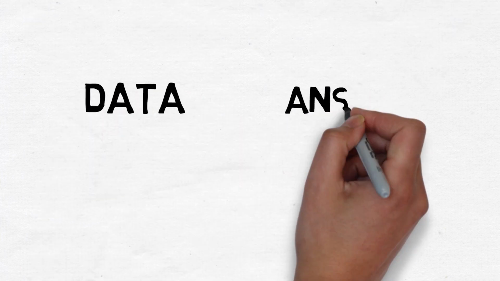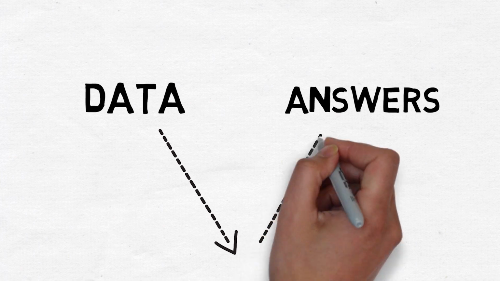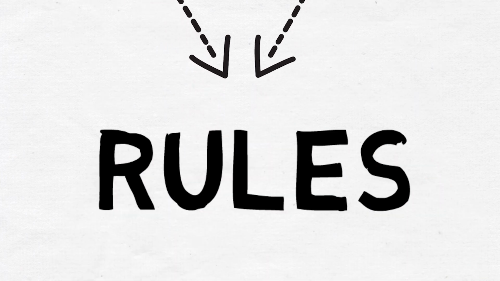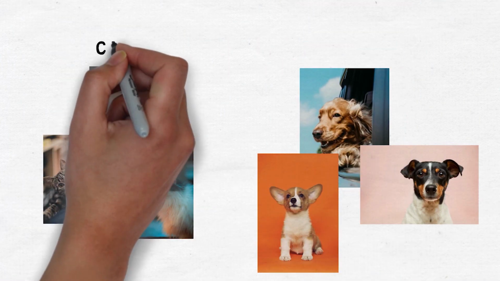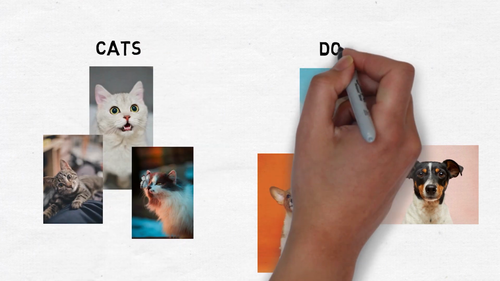Instead, we have data and answers associated with the data, and we derive the underlying rules that are used to obtain the answers from data. Little confusing? Let's hop back to the cats versus dogs example to get a better understanding of what this means. Say we have a set of images of cats and dogs, and we tell our computer algorithm that these are cats and these are dogs.